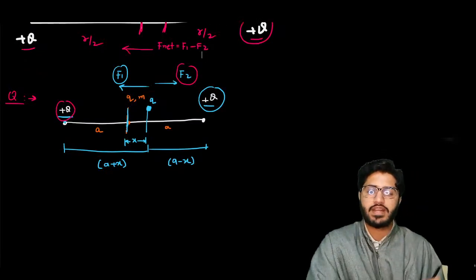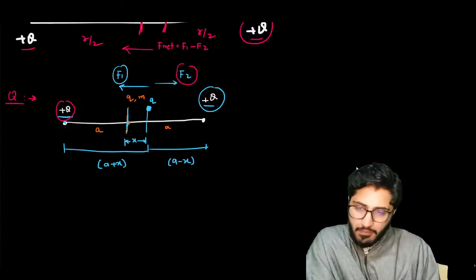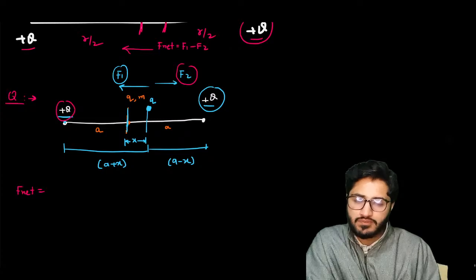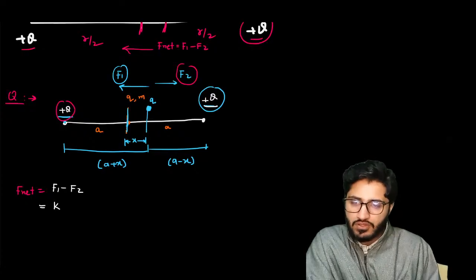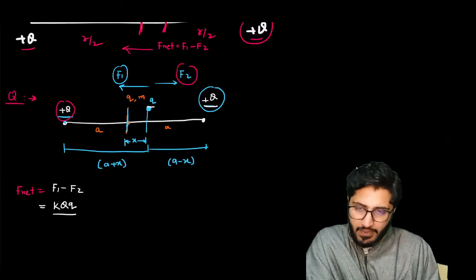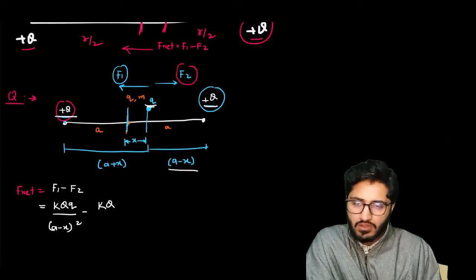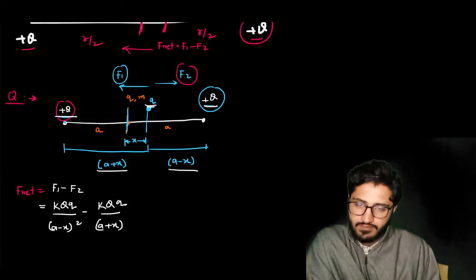So what I can write now, look, my F net equals F1 minus F2. What is my F1? K Q squared divided by this distance, it is (A minus X) whole square, minus K Q squared whole divided by this distance (A plus X) whole square.